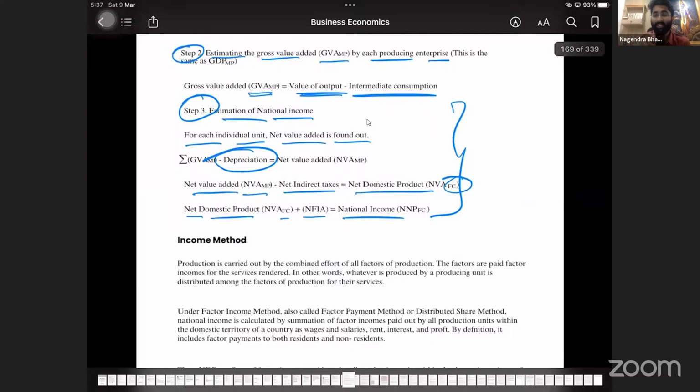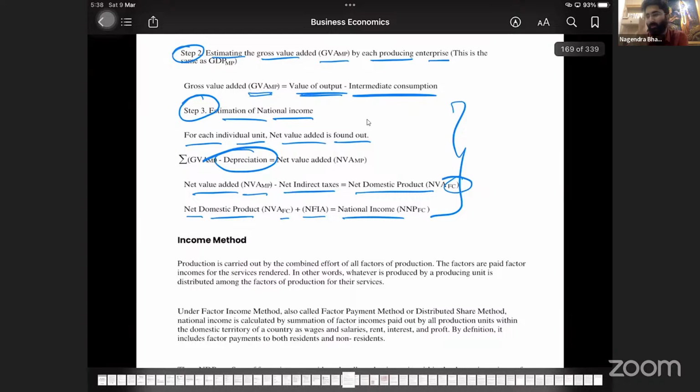How to calculate gross national product at factor cost? Gross national product at factor cost is equal to gross domestic product at factor cost plus NFIA. Okay, sir. How to calculate net national product at factor cost? Gross national product at factor cost minus depreciation. What is net national product at factor cost, sir? Nothing but national income. So there are many ways to calculate net national product at factor cost that we have already written in the formula sheet.